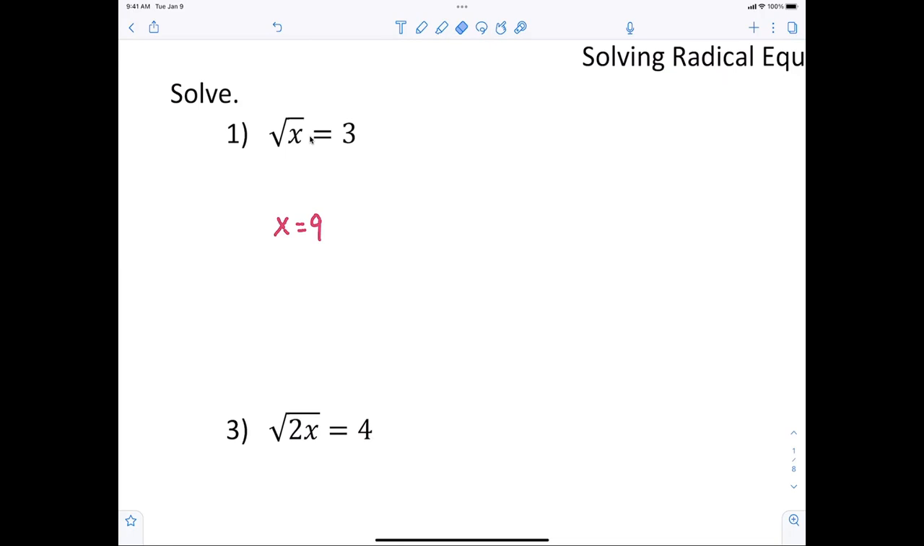Now listen, when we first started out last year with solving equations, we did addition. How do you undo addition? Subtraction. How do you undo subtraction? Addition. How do you undo multiplication? And how do you undo division? And how do you undo a square? Square root or radical. All right, so how do you undo a radical? You square.